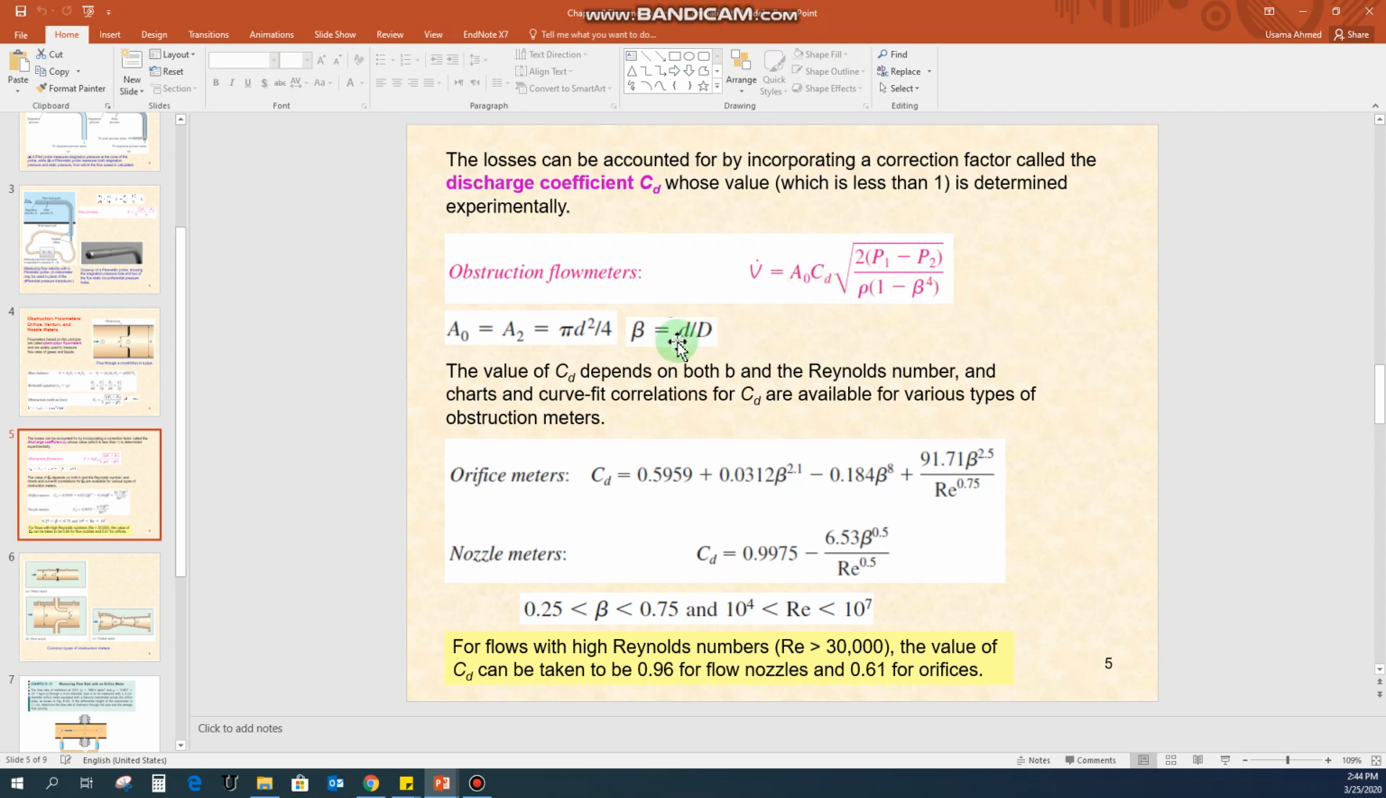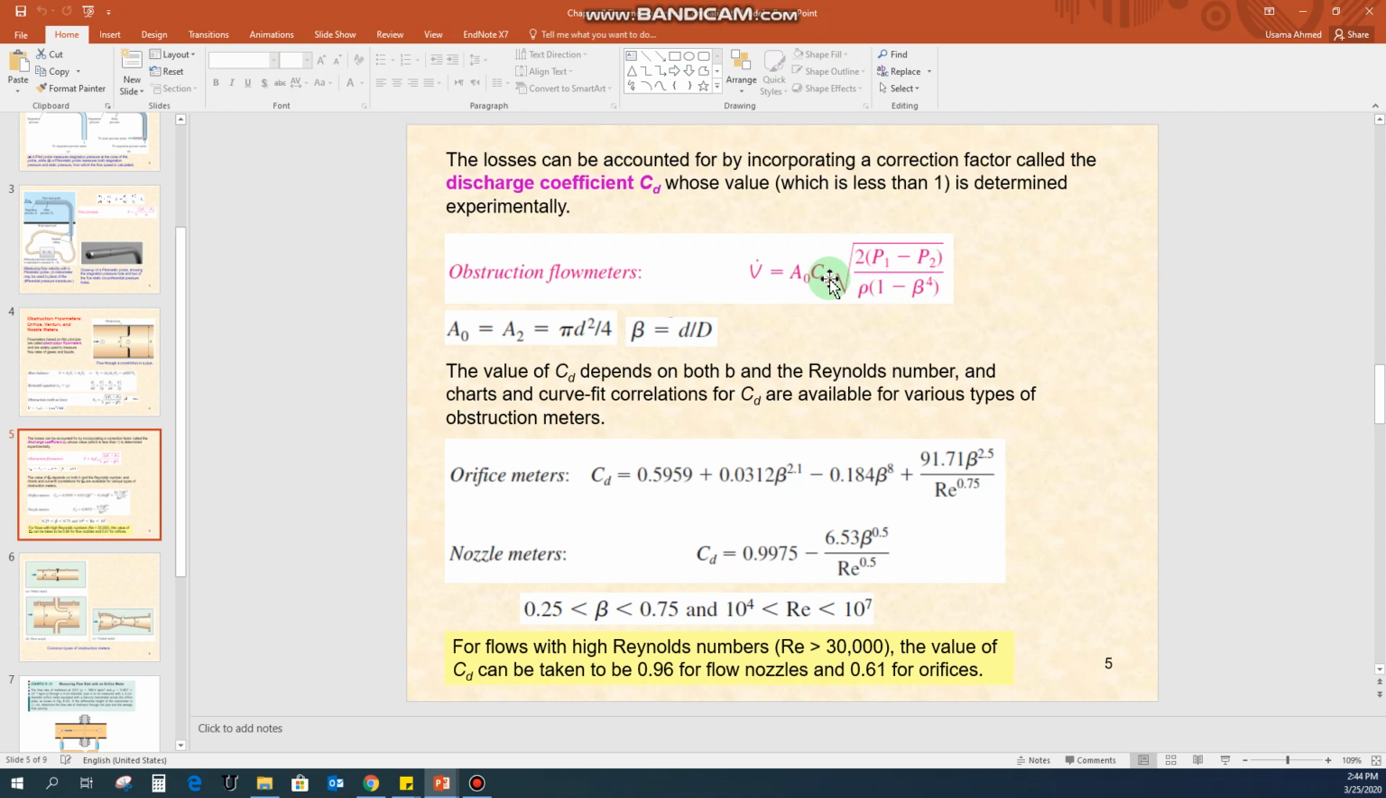And the beta here, you can see this one, it is the ratio between the smaller diameter and the capital diameter. The smaller diameter represents the diameter of the flow measuring device, and the capital diameter represents the diameter of the pipeline. The value for the CD depends on both beta and the Reynolds number, and charts and curve fit correlations for the discharge coefficient are available for various types of obstruction meters. Okay, so sometimes we get the value for this CD directly from the vendor.